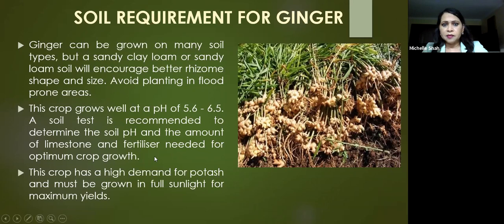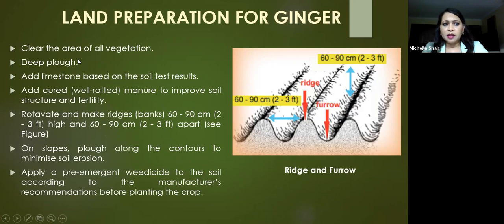Land preparation of ginger. Clear the area of all vegetation, deep plow, add limestone based on soil test results. Add cured, well-rotted manure to improve soil structure and fertility.